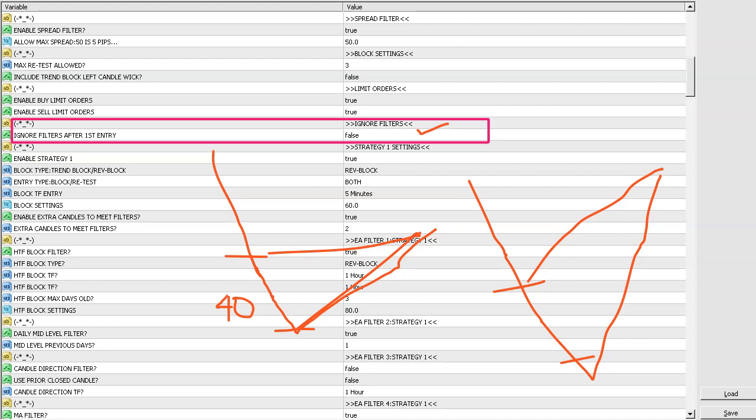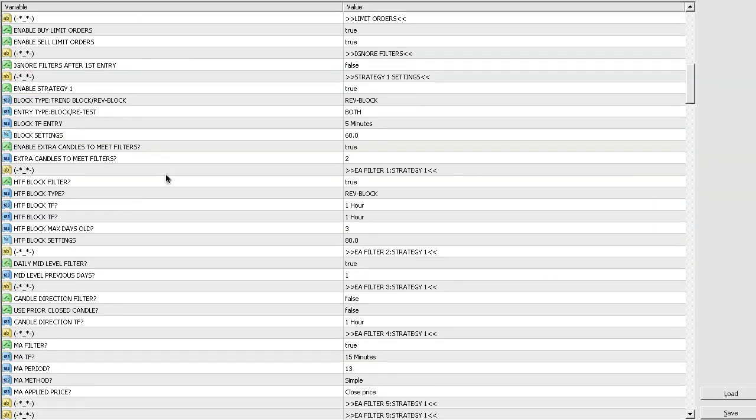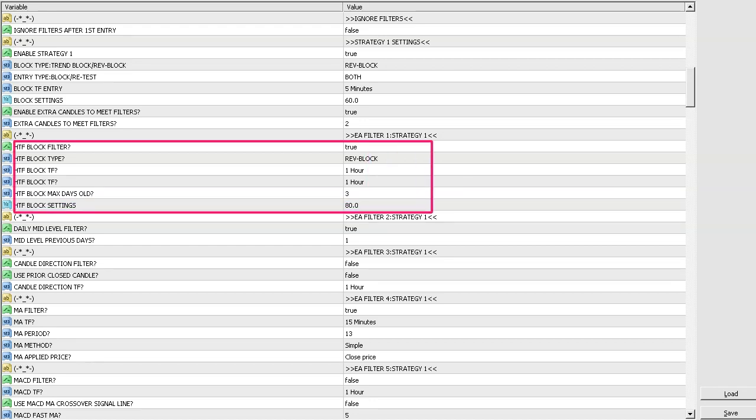Again, it's really up to you if you want to use it or not, but I think it's very, very important. Now we have another filter that I have added on filter number 1, which is going to be the higher time frames. Before, we used to have only one time frame block right over here. It used to be only one. Now I have added a second one, which is going to be an extra confirmation.